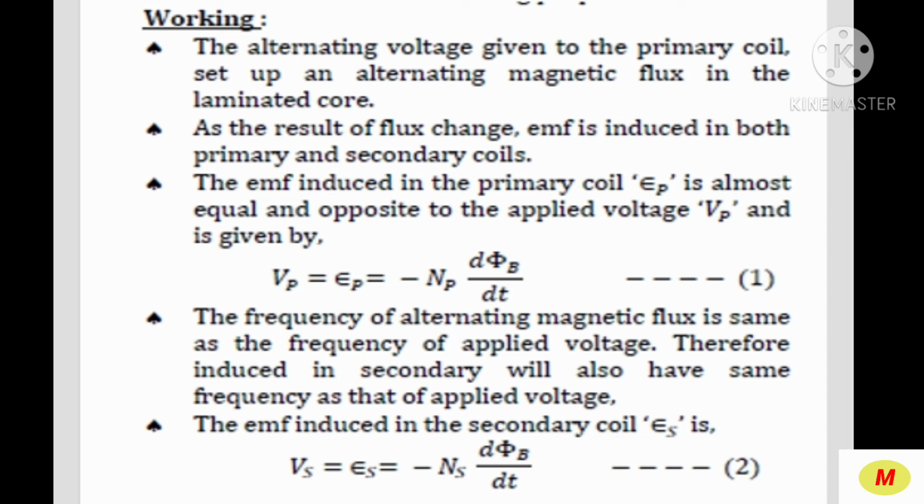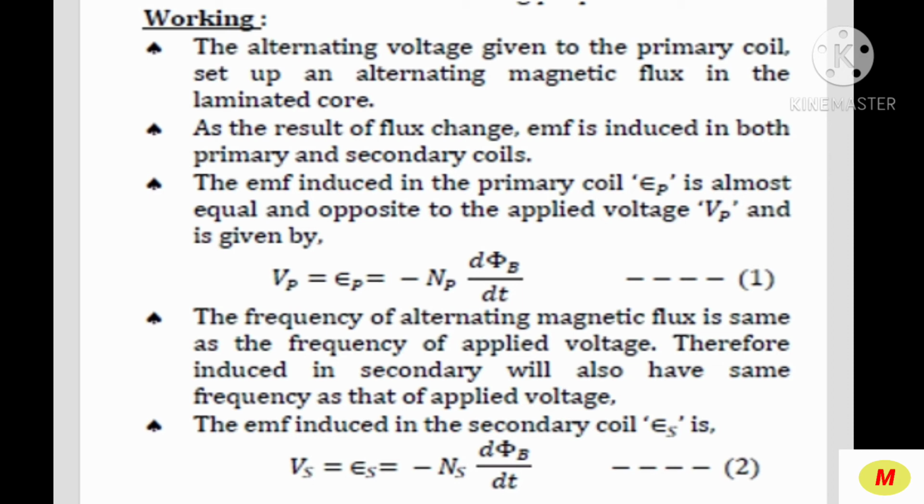The EMF induced in the primary coil epsilon P is almost equal and opposite to the applied voltage Vp, and it is given by the equation Vp is equal to epsilon P is equal to minus Np into d phi b by dt. This is equation number 1. The frequency of the alternating magnetic flux is same as the frequency of the applied voltage. Therefore, the EMF induced in the secondary coil will also have same frequency as that of the applied voltage.